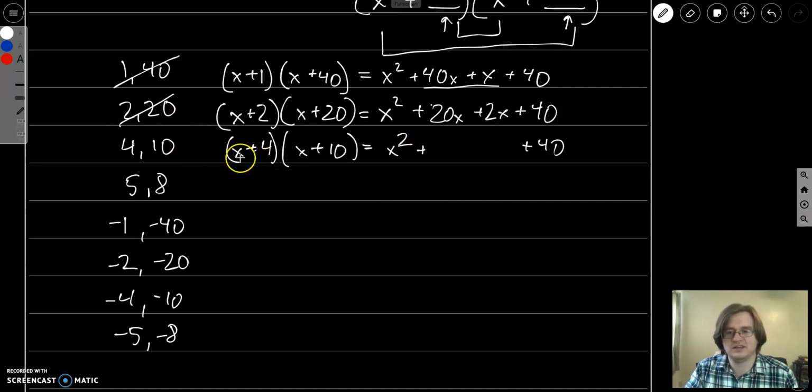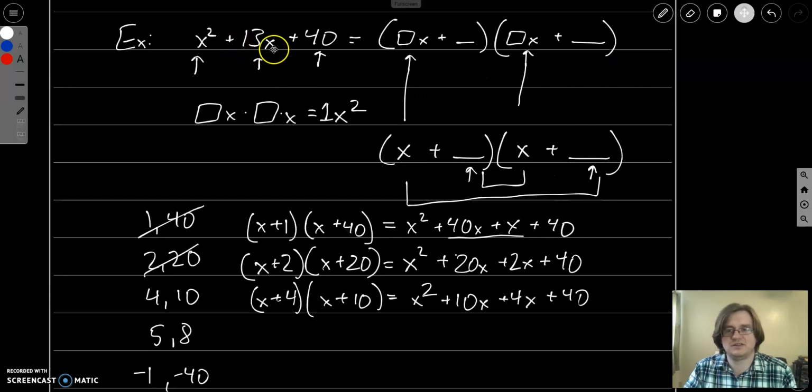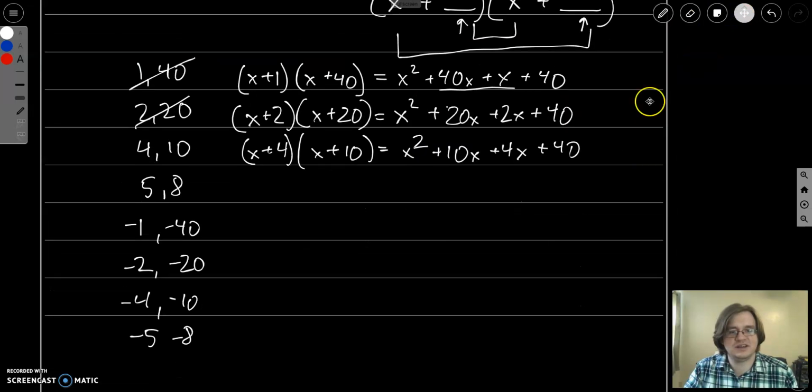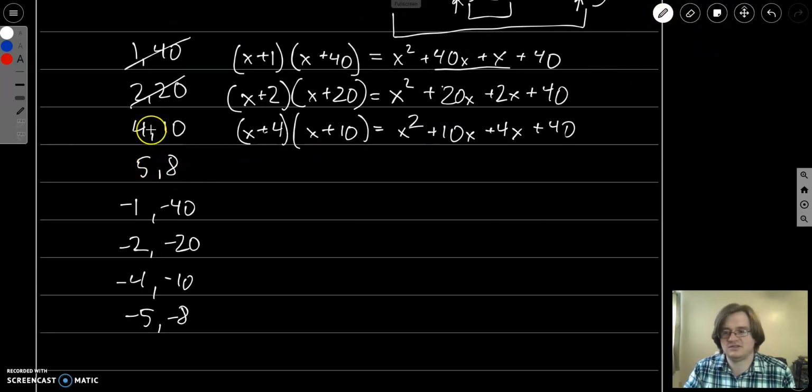So here, the outer terms, 10 times x and 4 times x. And 10x plus 4x does not add up to 13x, but it's close. So we'll scratch that one off, and then the next one should work.